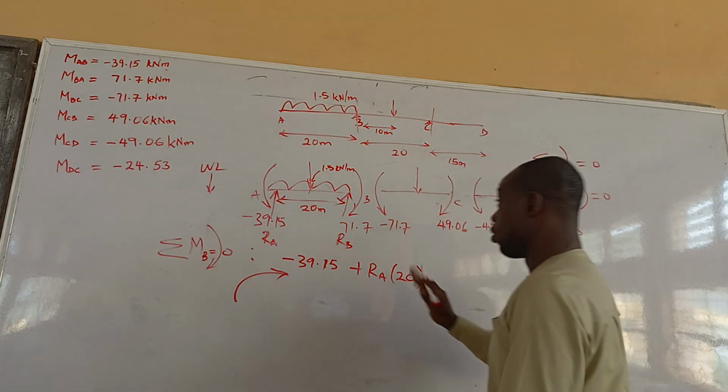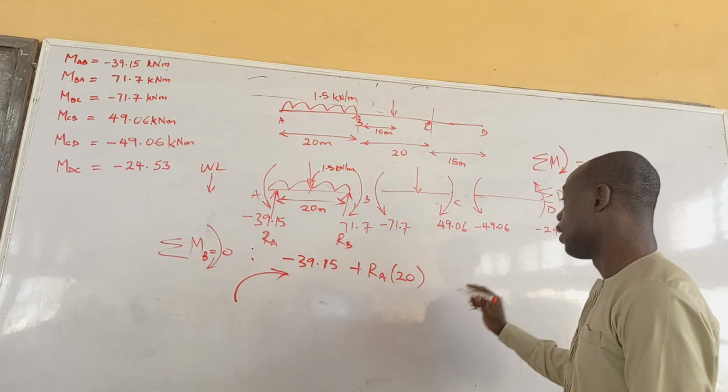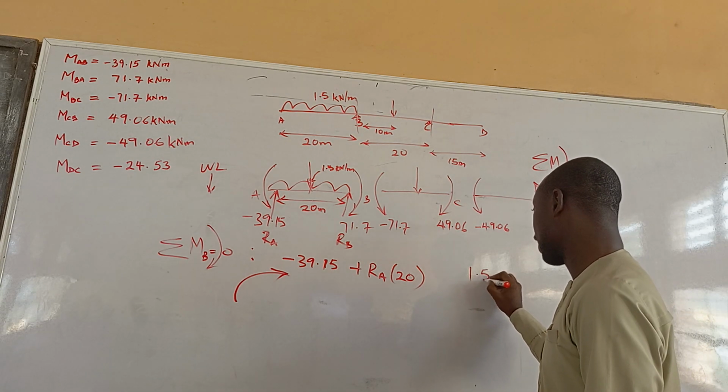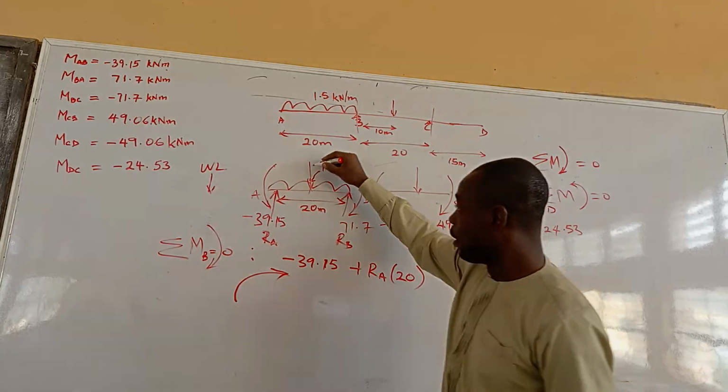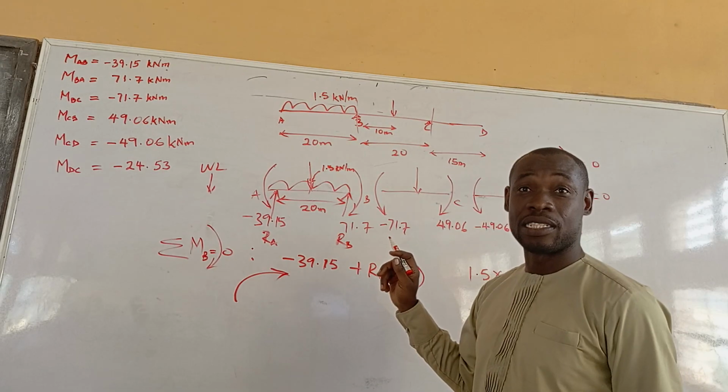I don't know the sign it will be first. I don't know the sign I will put here. Let me just write it: 1.5 times 20, making it a point load acting at this centroid, right? A point load acting at this centroid.